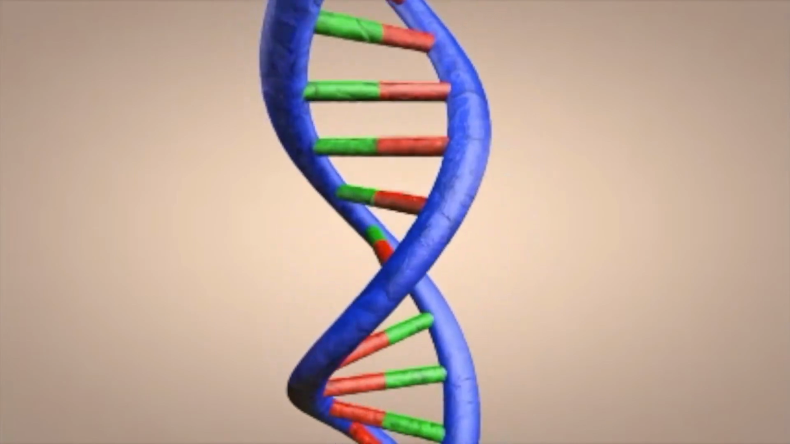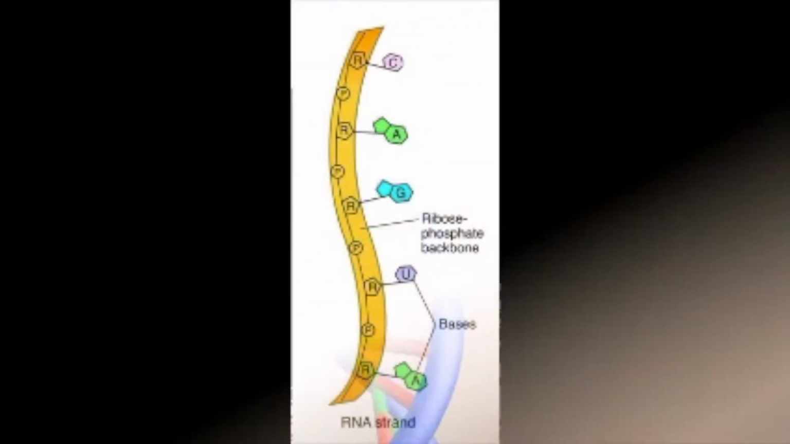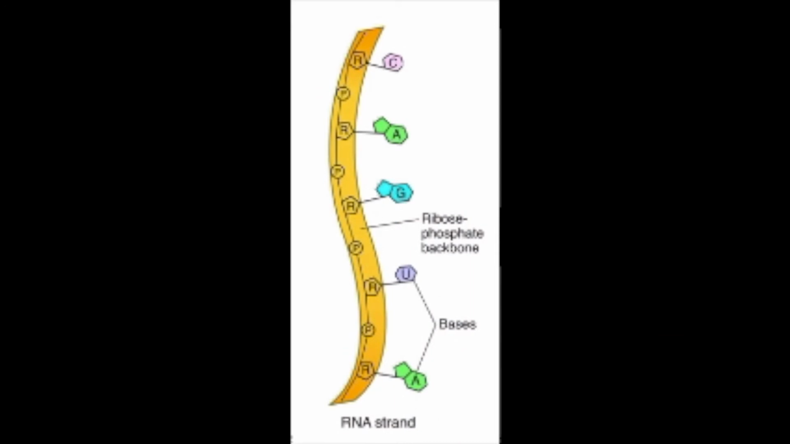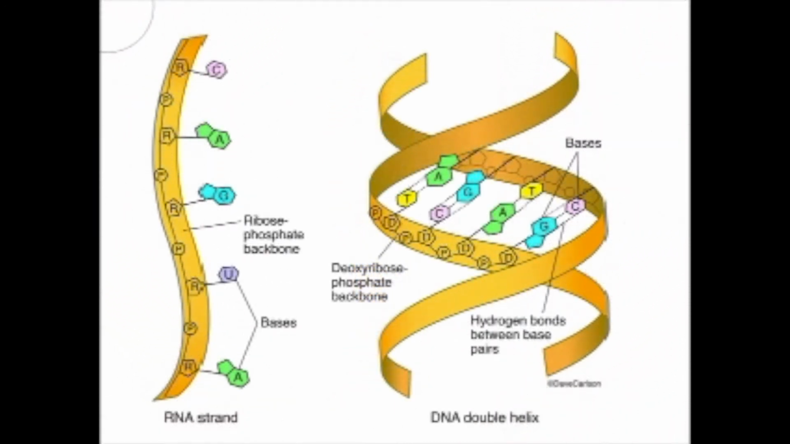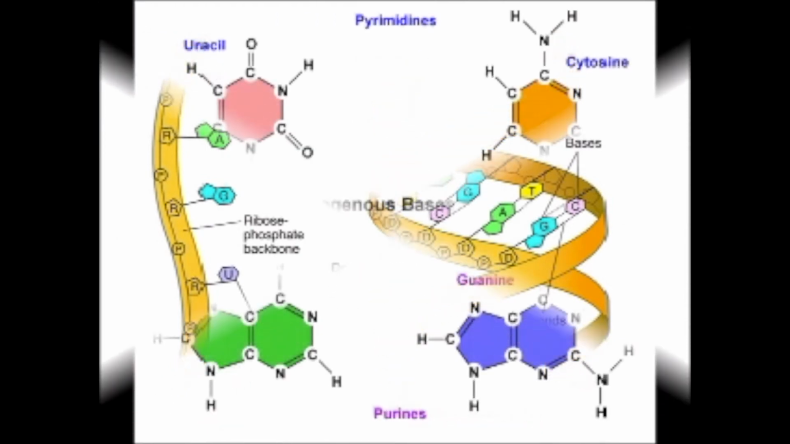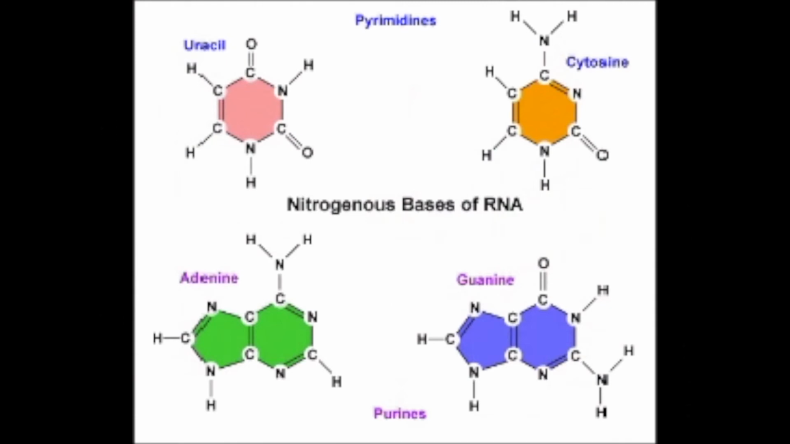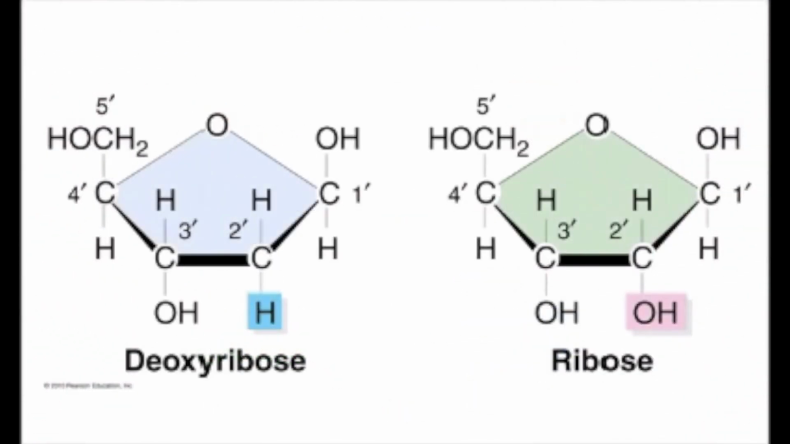While RNA is similar to DNA in many ways, I'm going to highlight some of the key differences between the two. Firstly, DNA's structure is double-stranded, while RNA is only single-stranded. Secondly, RNA has a different nucleotide, uracil, instead of thymine. Also, the sugar is different. RNA has ribose sugar, while DNA has deoxyribose sugar.